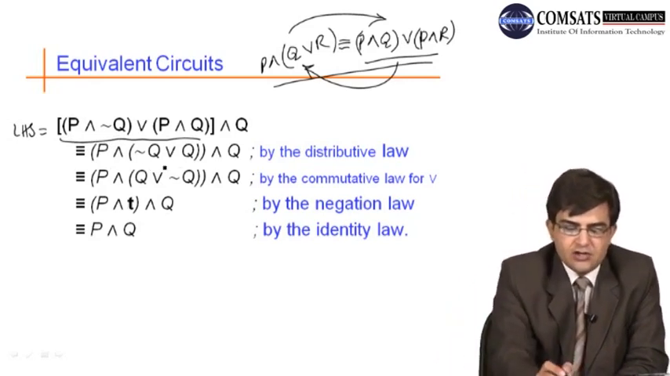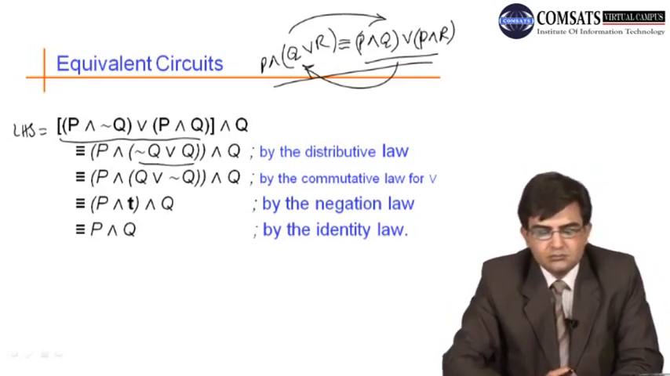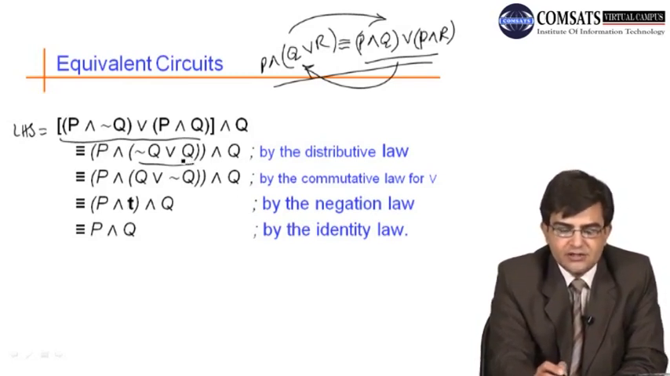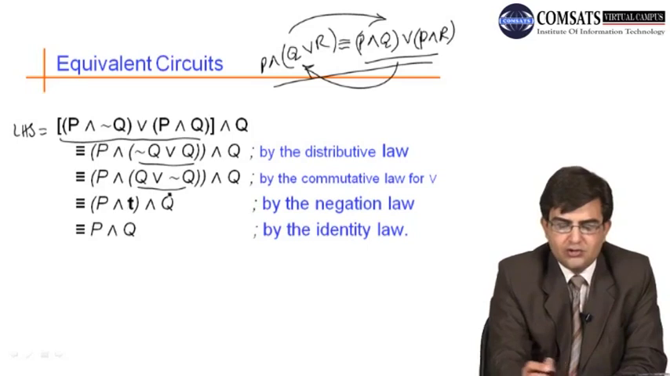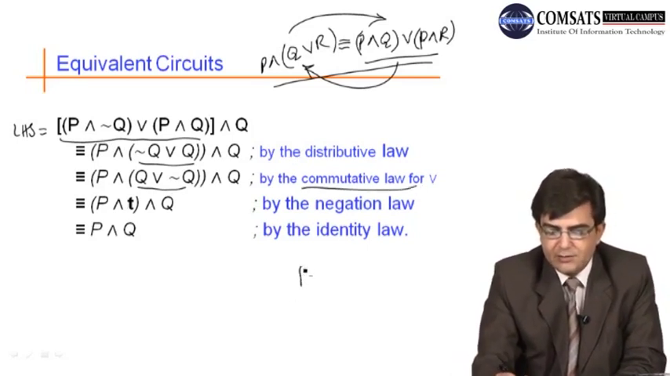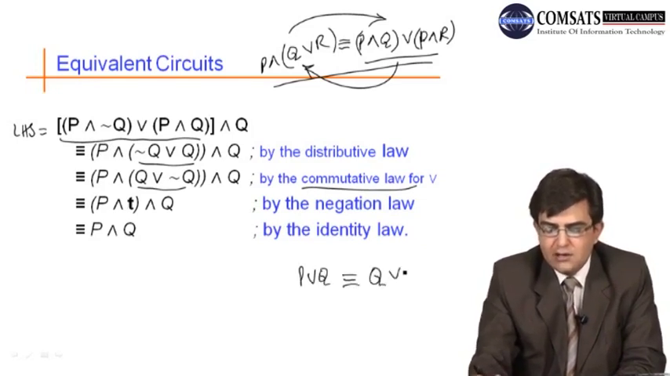Now here we have not Q or Q. We can interchange their positions. We can write Q or not Q by using the commutative law, as the commutative law says P or Q is logically equivalent to Q or P.